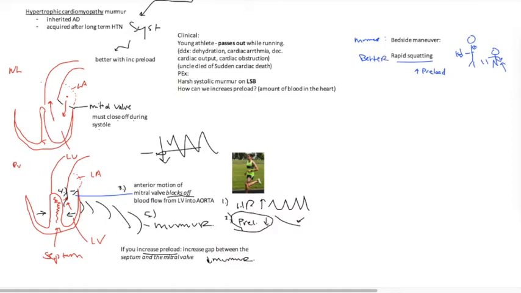Okay. So another bedside maneuver that we have is Valsalva, or even standing up right away. Some of these patients, when they stand up right away, it'll decrease the preload. These things will come together closer, and then they'll pass out too. So this obviously decreases preload.